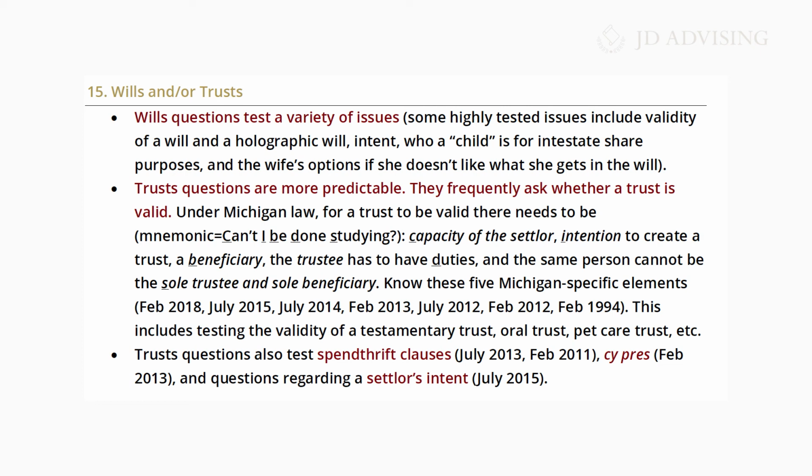If your commercial course teaches something generic about how to create a trust, ignore what they say and learn these 5 elements because the essay grader will be looking for these elements. Other topics they like to test are validity of a testamentary trust, an oral trust, which is valid under Michigan law if you can prove it by clear and convincing evidence, pet care trusts. They like spendthrift trust issues, CPRE, and questions regarding a settlor's intent. So again, review these issues, specifically focusing on past essay questions.